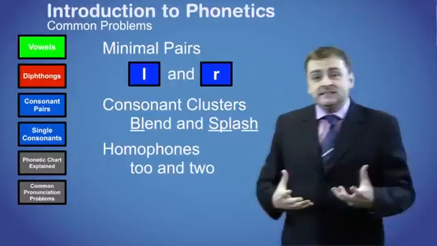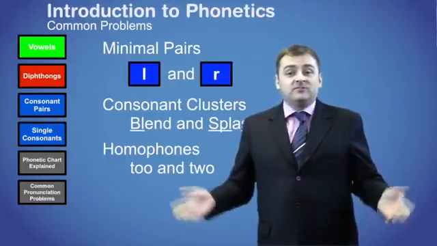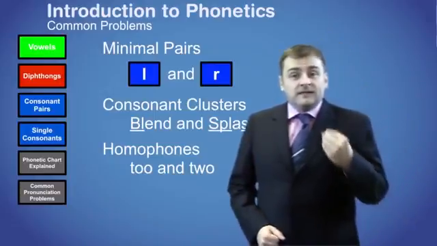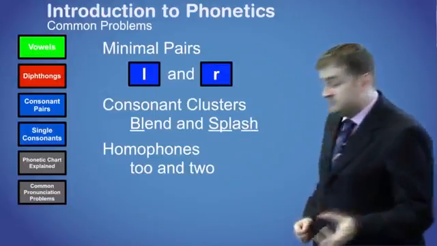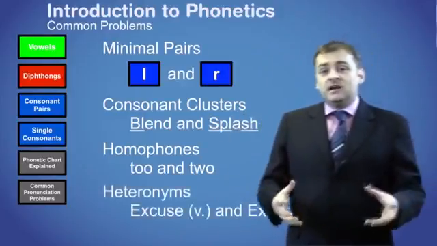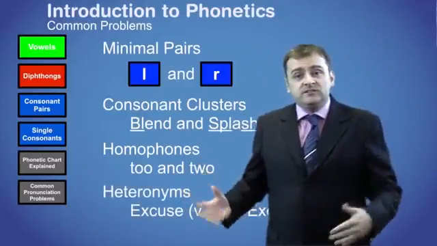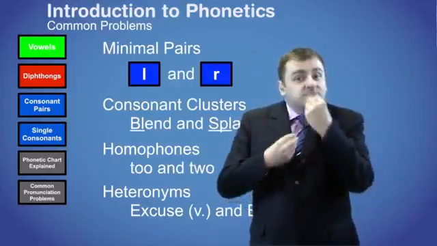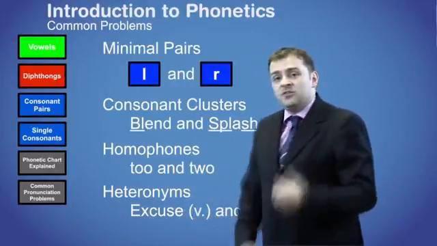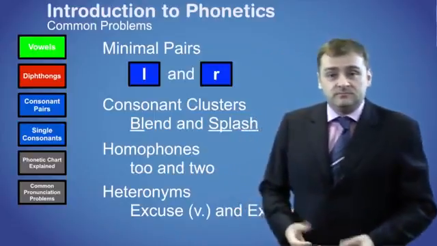Homophones are pairs or groups of words that are pronounced the same way, but with different spelling. Like to, the adverb, and to, the number. Heteronyms are pairs or groups of words that have the same spelling but different pronunciation. Like excuse, the verb, and excuse, the noun.